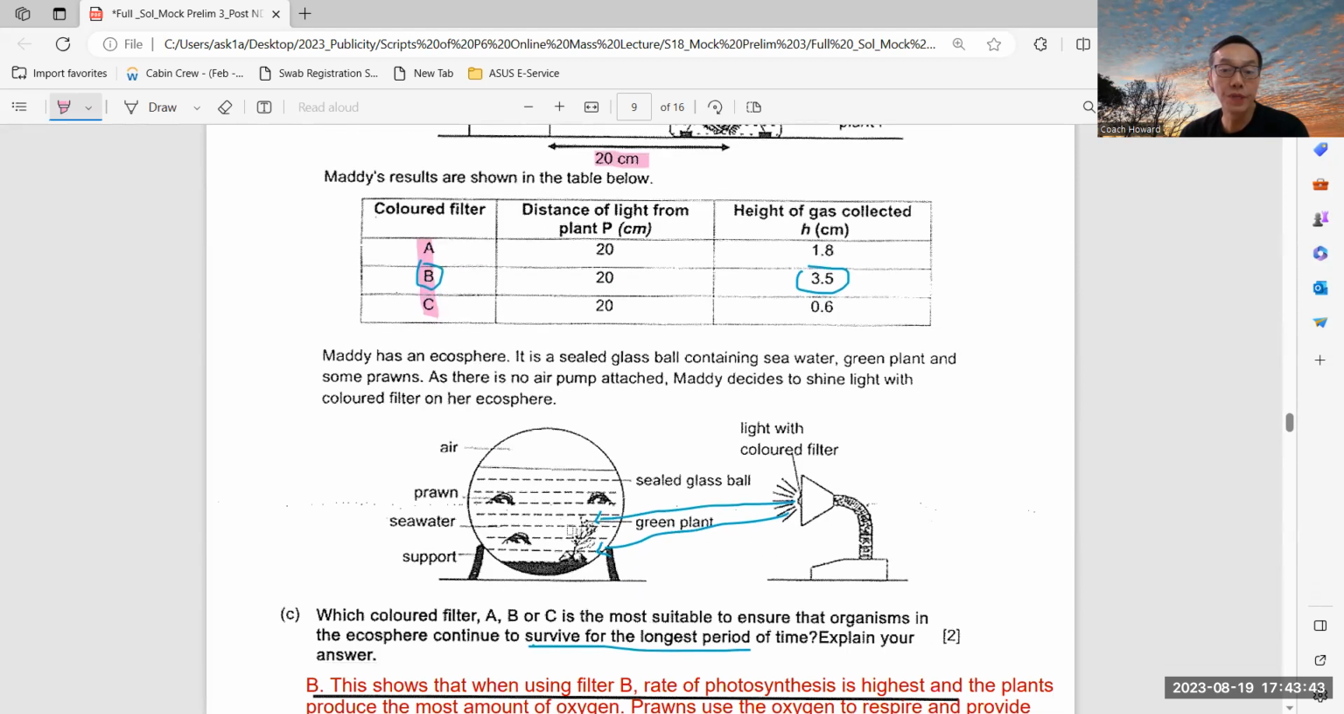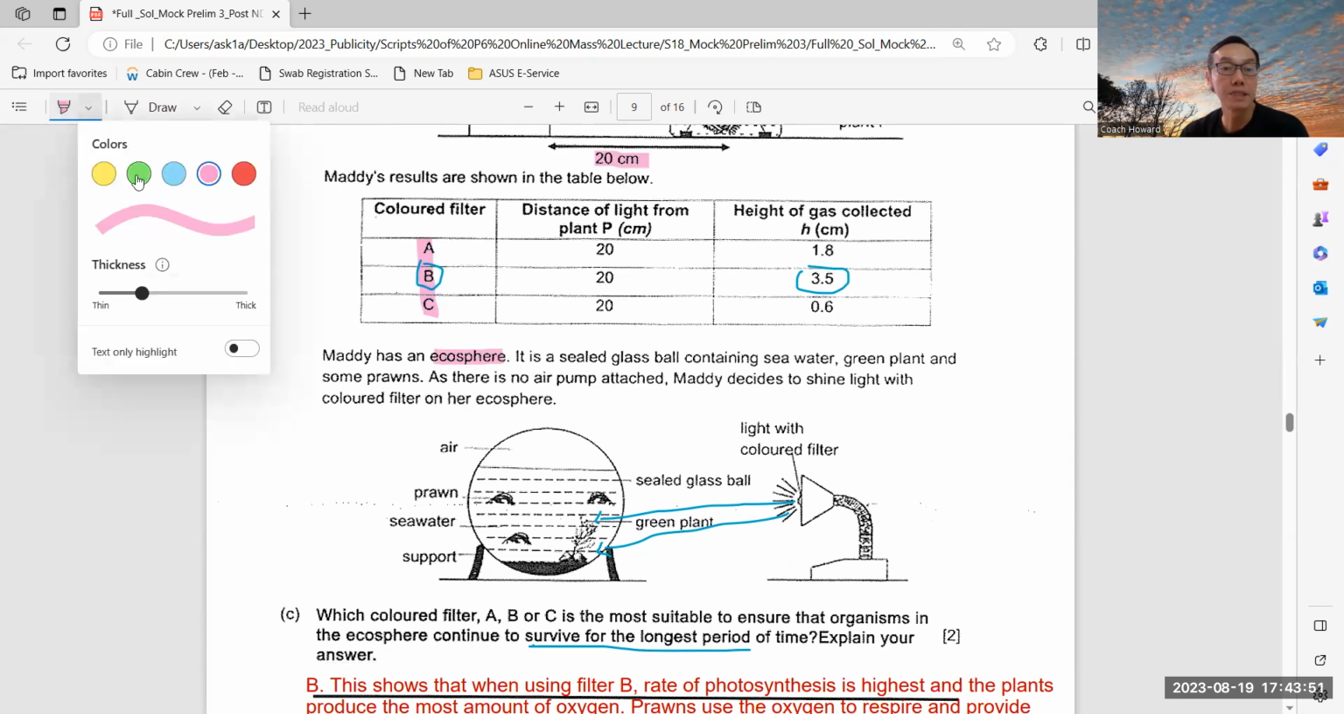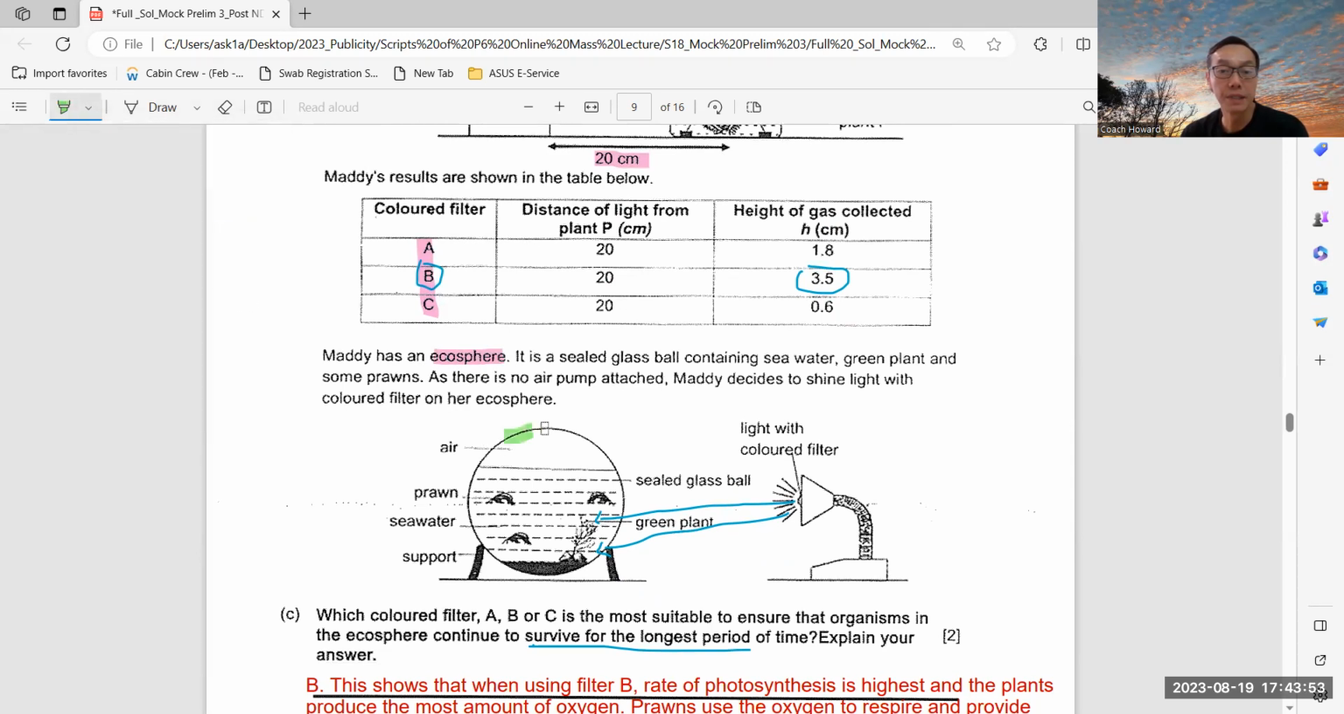So they say that Mandy has an ecosphere. What's an ecosphere? If you watch this, right? This is an ecosphere. Okay, this part. It's actually something quite unique. It's a controlled environment. They seal the glass ball, right? And inside the glass ball, there are tiny organisms, the stream, and there's a green plant. So it's self-sustaining due to the process of water cycle and also respiration and photosynthesis. Yeah. So they say that as there's no air pump attached, Mandy decided to shine light.